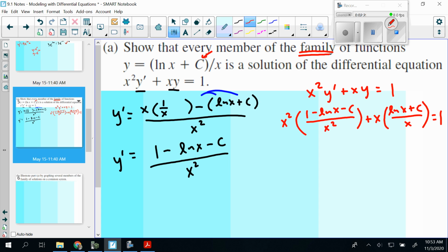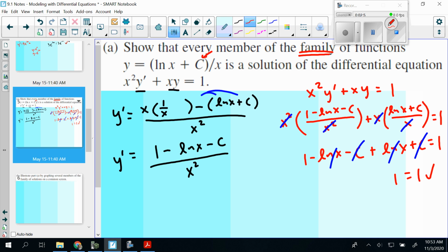So let's see if we can simplify now. It looks like these easily cancel out here and here. So now we've got 1 minus natural log x minus c plus natural log x plus c here. Well, again, we've got some easy simplifying. Our constants cancel, natural logs cancel. The only thing left then is that 1 equals 1. So yes, this one does check out. It doesn't matter what the constant is, anything in this form over here should be a solution to this differential equation.